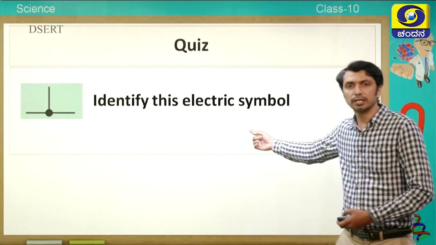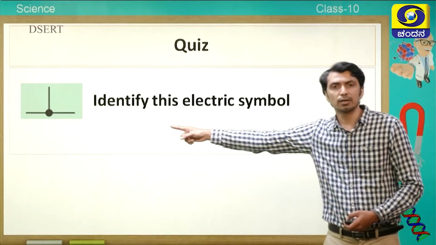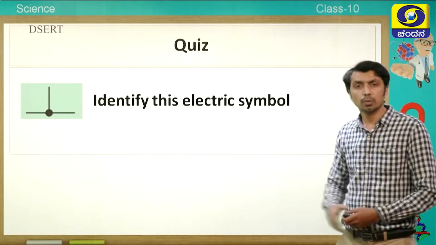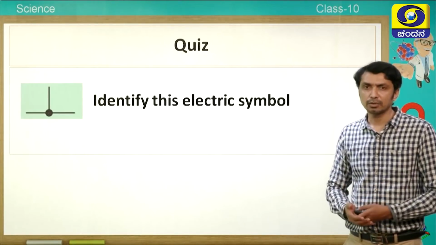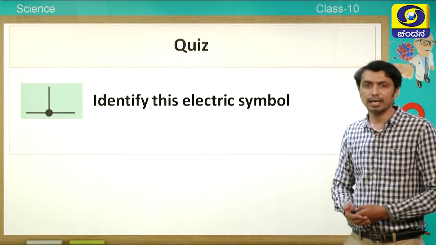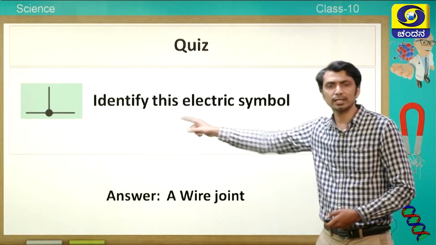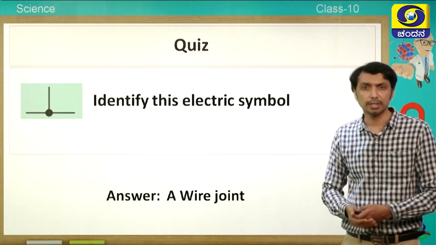Next question, if you can see here, identify this electric symbol. Yes, what is that electric symbol? Of course you know those are wires. So what is the answer for this? Yes, I think you are giving a right answer. They are wires having a joint. That means the wires are connected. They are not crossing over without joining.